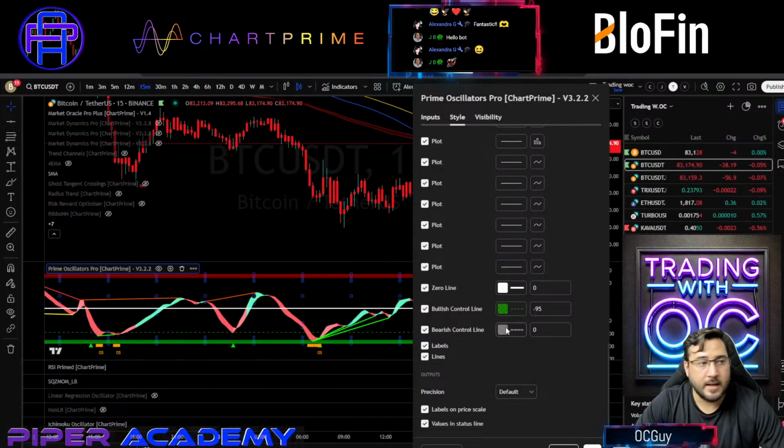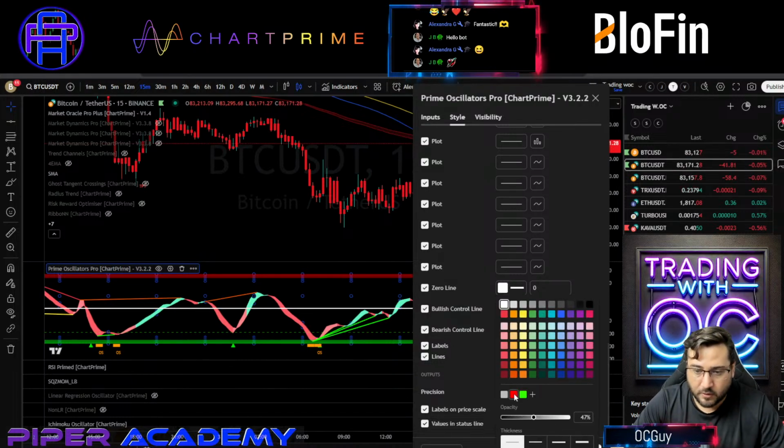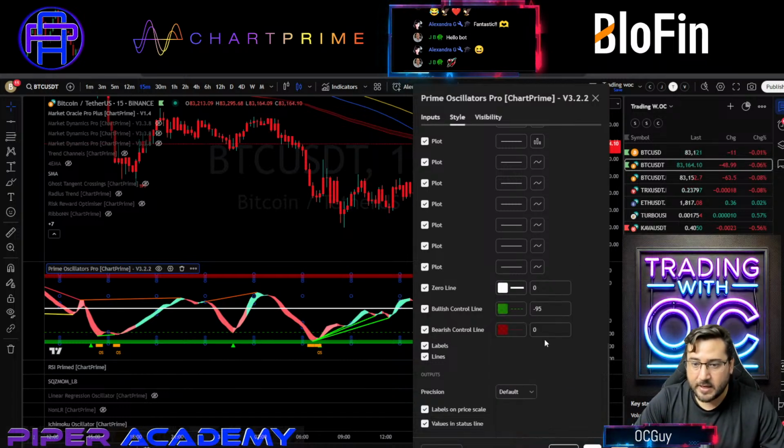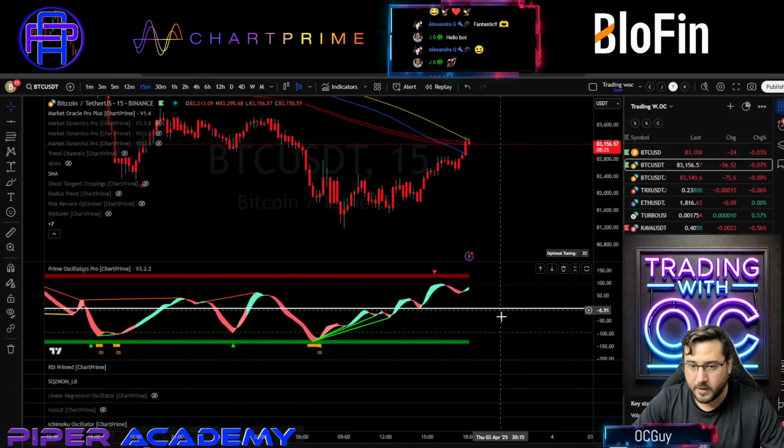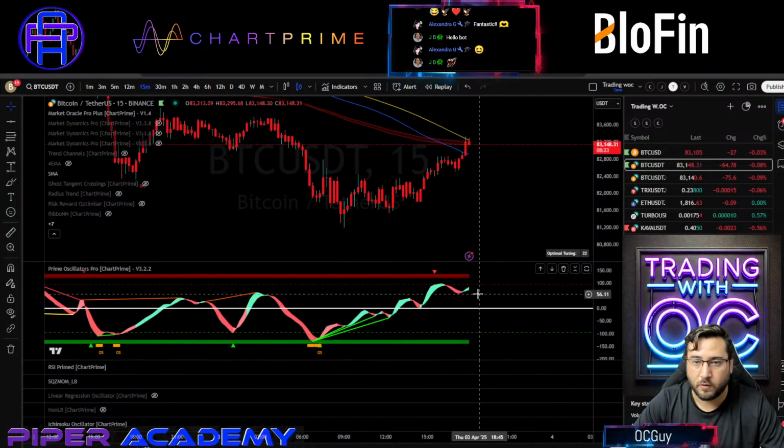Now let's take a look at the bearish control line. I'm going to set it on red. Again, the line configuration is as is, and then positive 95. Click OK, and now we have a red line up here. So that is my threshold area for reversals.